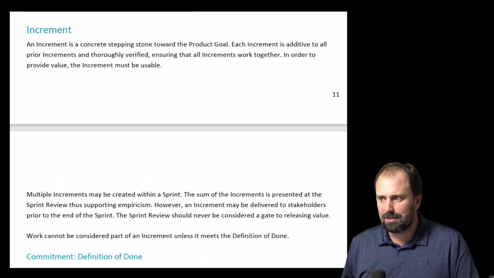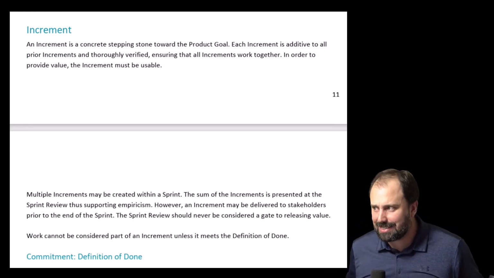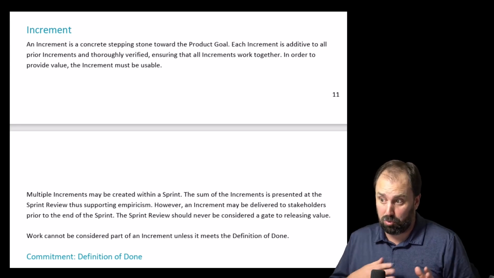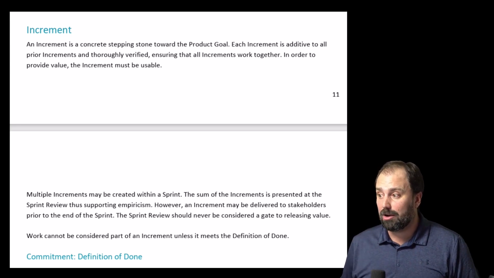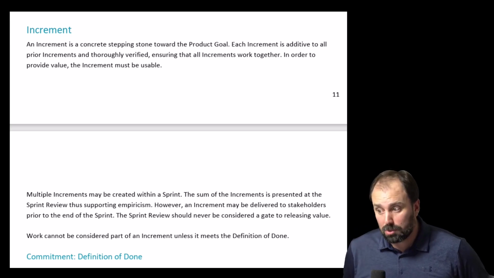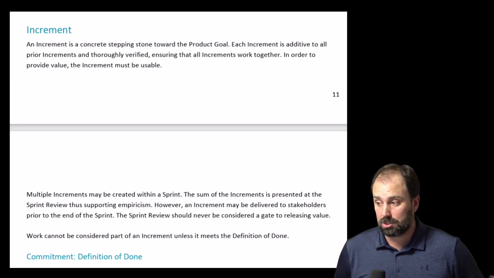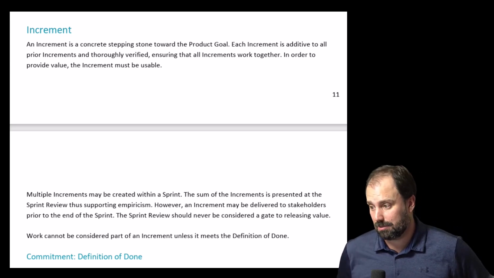The increment. An increment is a concrete stepping stone toward the product goal. Each increment is additive to all prior increments and thoroughly verified, ensuring that all increments work together. In order to provide value, the increment must be usable. Multiple increments may be created within a sprint. The sum of the increments is presented at the sprint review, thus supporting empiricism.